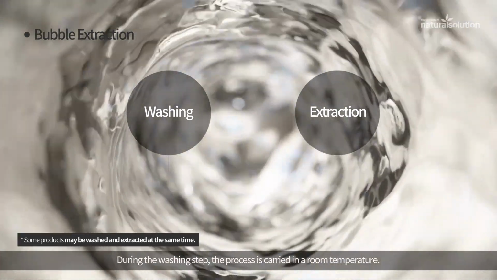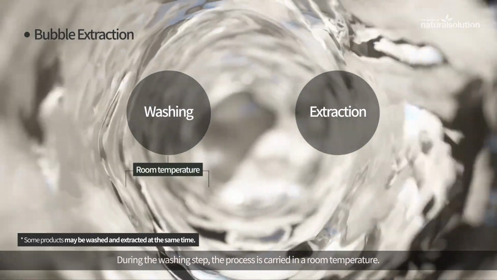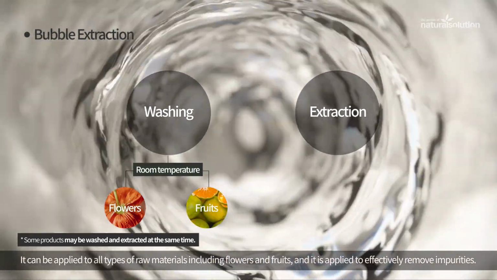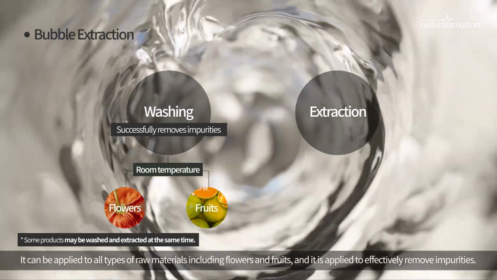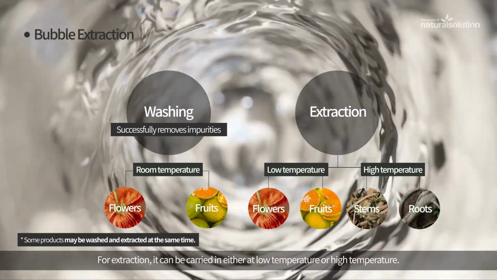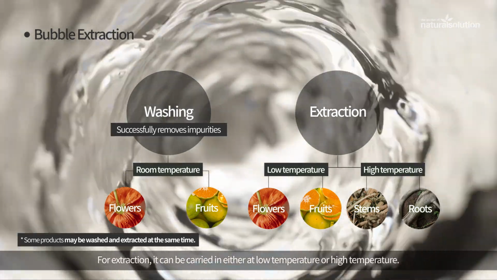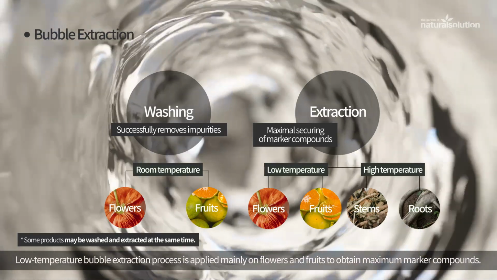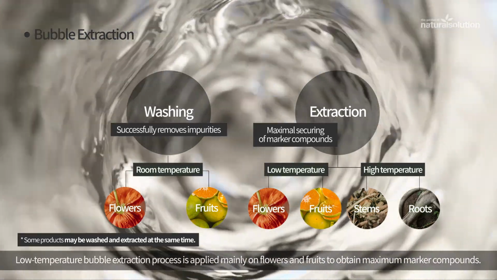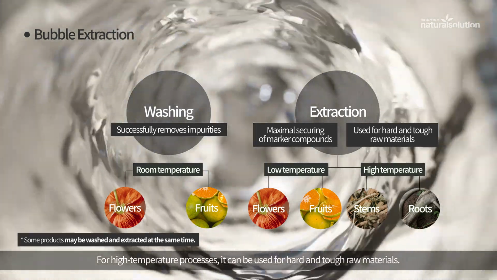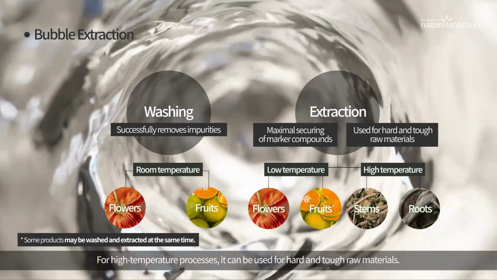During the washing step, the process is carried out at room temperature. It can be applied to all types of raw materials including flowers and fruits, and it is applied to effectively remove impurities. For extraction, it can be carried out at either low temperature or high temperature. The low temperature bubble extraction process is applied mainly on flowers and fruits to obtain maximum marker compounds. For high temperature processes, it can be used for hard and tough raw materials.